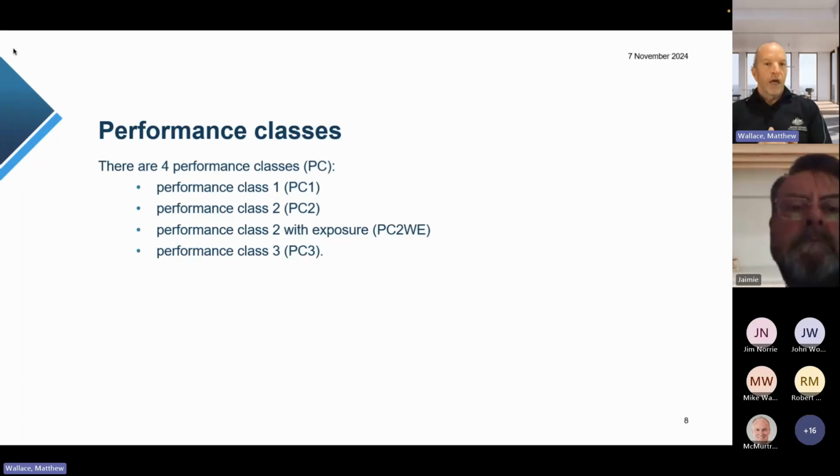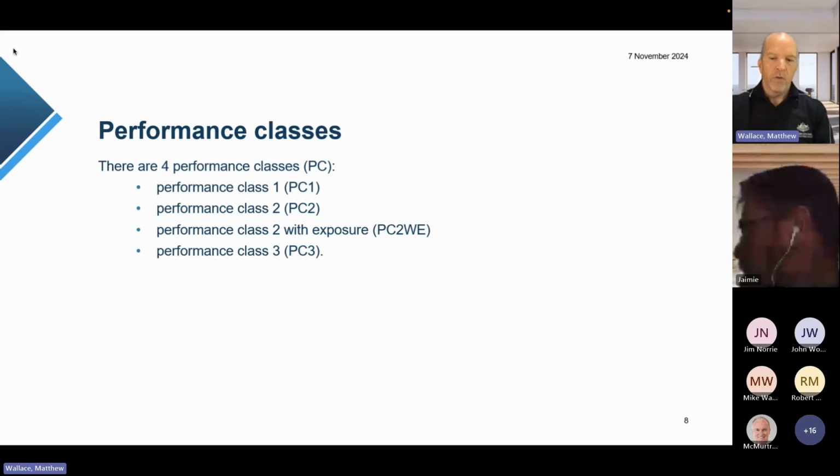Performance classes, we've got the four, which is PC1, PC2, PC2 with exposure, and PC3. To get to PC3, I'm just going to quickly touch on 1, 2, and 2 with exposure.